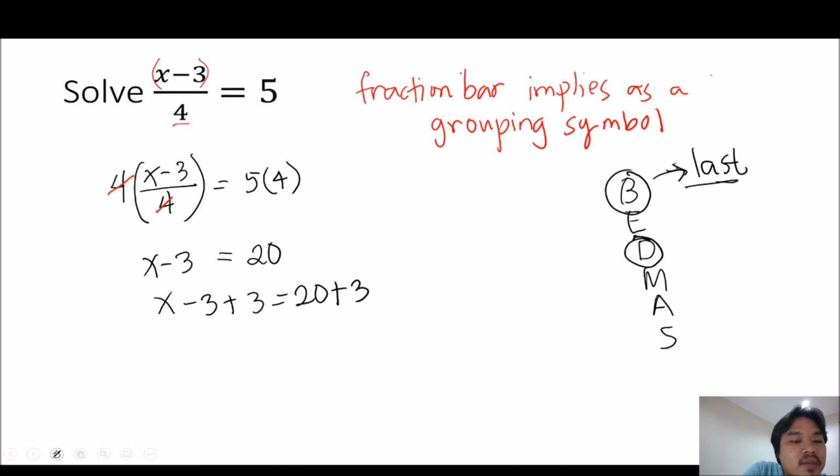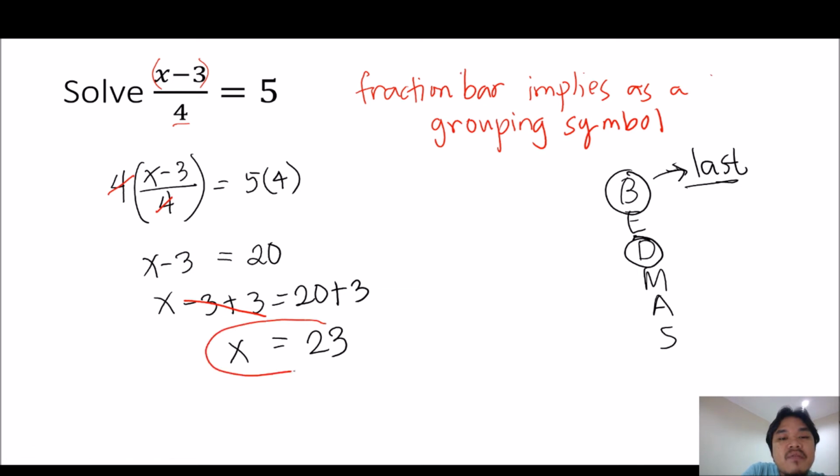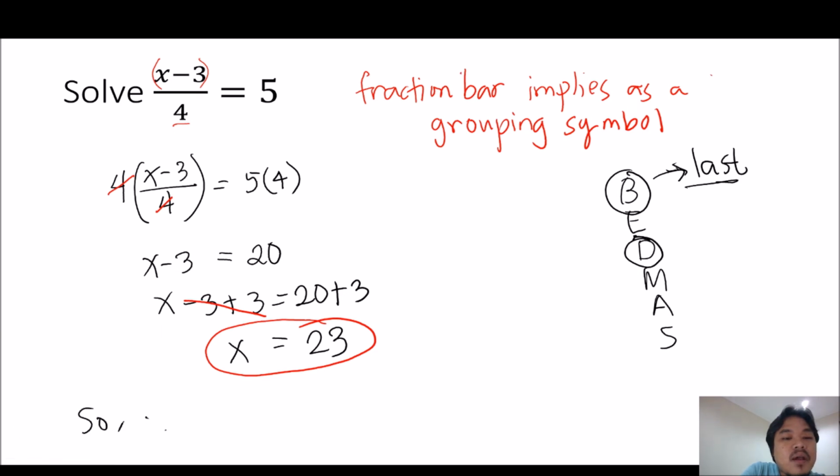So negative 3 plus 3 is 0, so we can cancel this. So what will remain is only x equals to 23. X is already isolated. Okay, the right hand side is already simplified, so x equals to 23 is the solution.